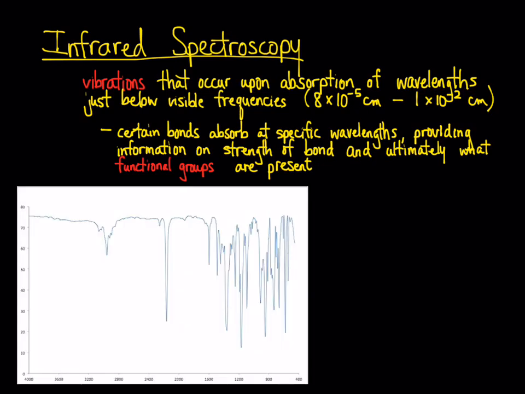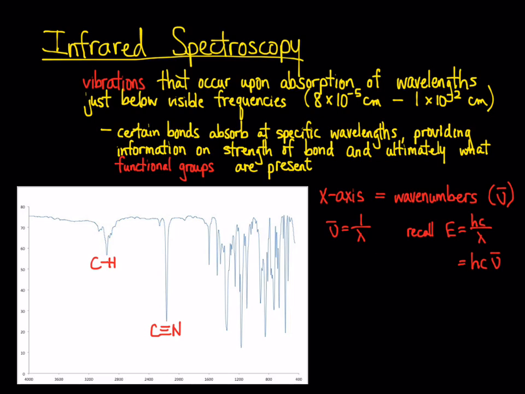From this spectrum, we can deduce that this molecule contains at least two types of bonds, CH and C triple bond N. The x-axis is in wave numbers. A wave number is defined as the reciprocal of wavelength. You may recall that energy is equal to Planck's constant h times the speed of light c divided by wavelength. Substituting for wavelength, we can also obtain E equals hc times the wave number.